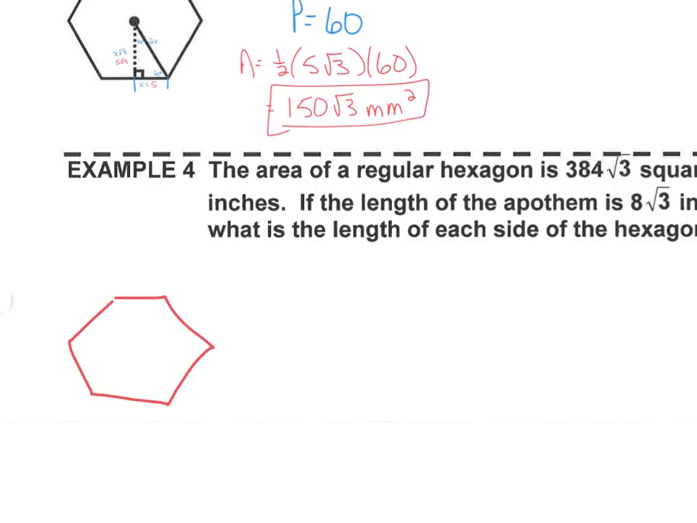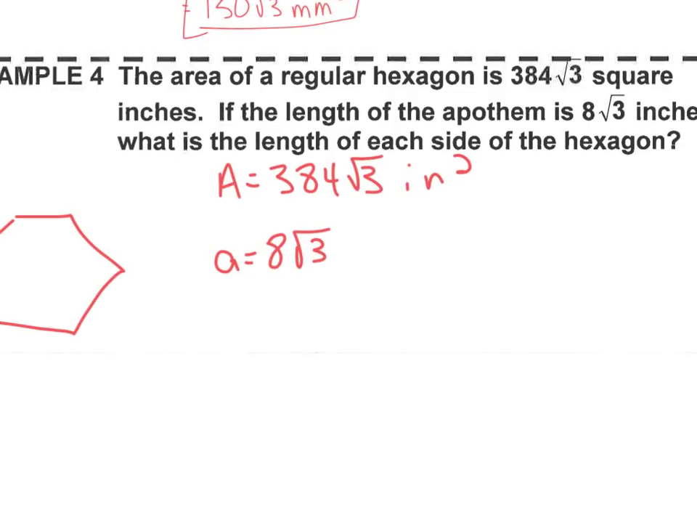So it says we've got a regular hexagon whose area is 384 square roots of 3 inches squared. It says if the length of the apothem, so I know A, is 8 square roots of 3 inches, what is the length of each side of the hexagon? So we're going to need to plug this into our equation and then solve so we can find the length of each side. So I know that area is 384 square roots of 3.